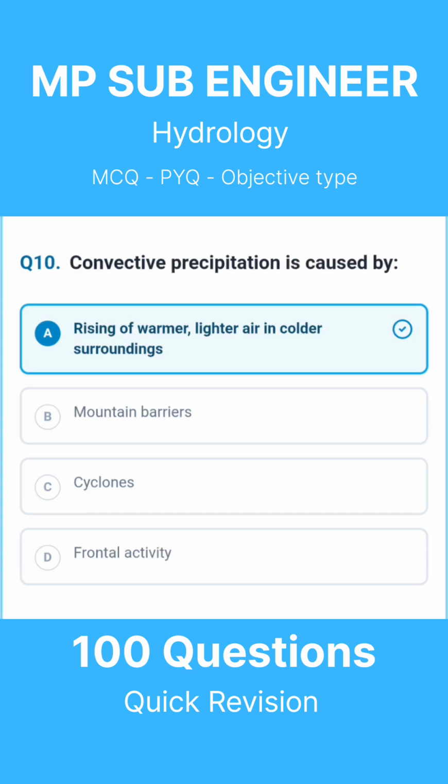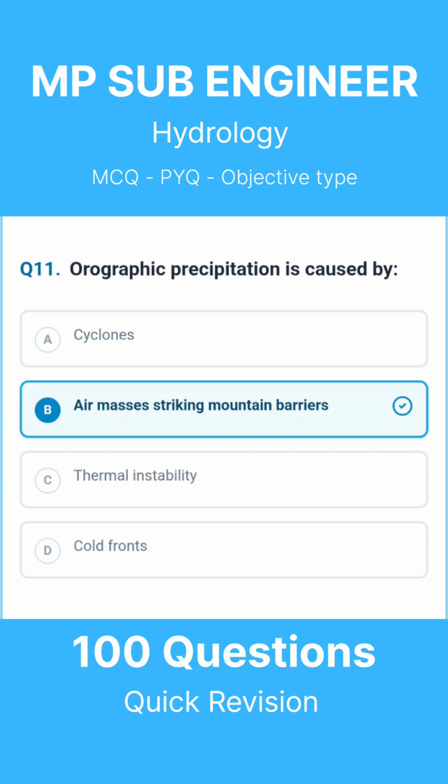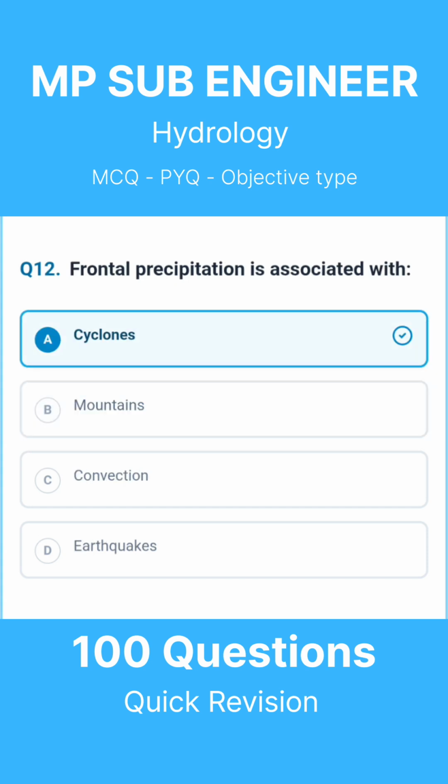Question 10. Convective precipitation is caused by. The correct answer is rising of warmer, lighter air in colder surroundings. Question 11. Orographic precipitation is caused by. The correct answer is air masses striking mountain barriers. Question 12. Frontal precipitation is associated with. The correct answer is cyclones.